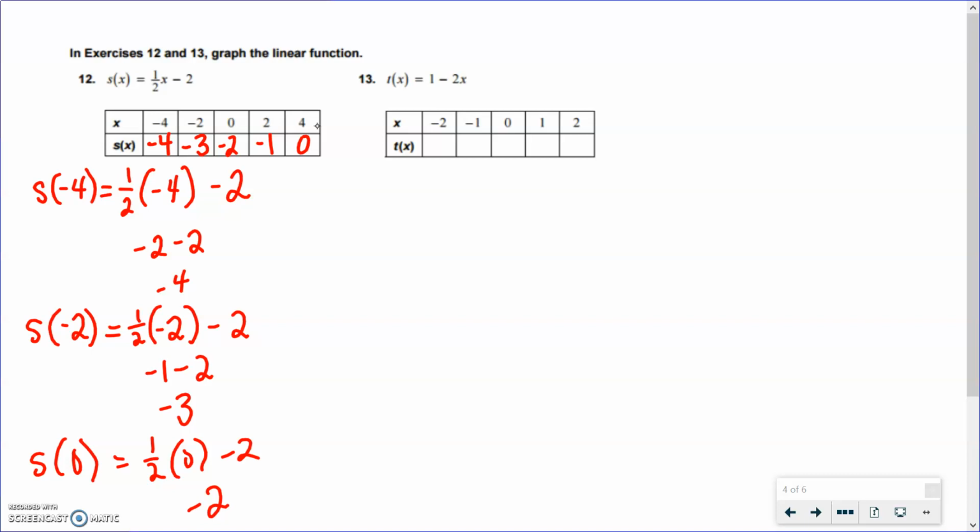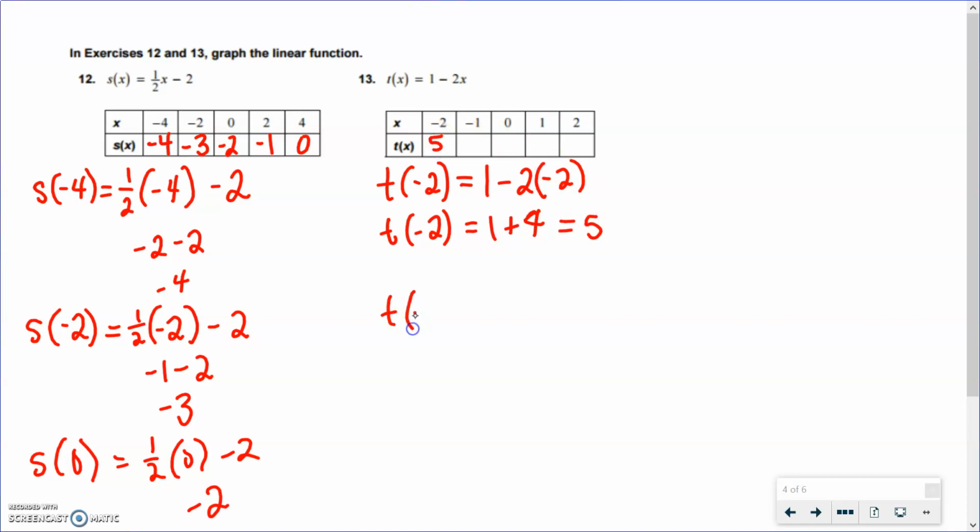On this next one, we're going to do the same thing. So we're just going to replace the x, the t of x, with the number that we're going to use as the input. So we're going to start with -2 because that's the first input value in the table. And then in my equation, I'm going to replace the x with that -2. So we get t of -2 is equal to -2 times -2 is positive, so that would be +4. So that is 5. So that's going to be my output here.